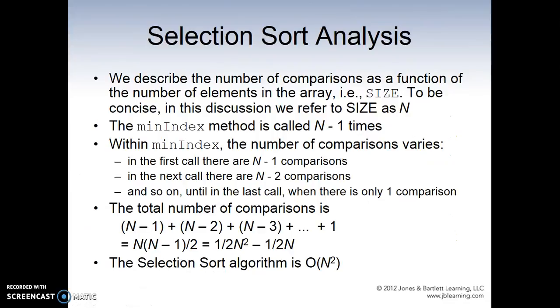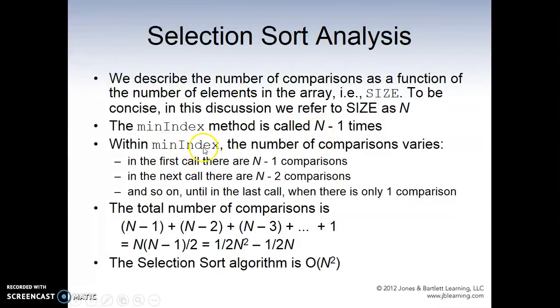Now let's look at the analysis of big O. Looking at efficiency, we describe the number of comparisons as a function of the number of elements in the array, which is the size n. Min index is called n minus 1 times. So when we try to find min index, it's going to cost about n minus 1 times, right?